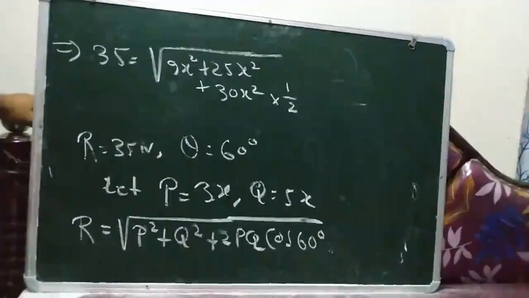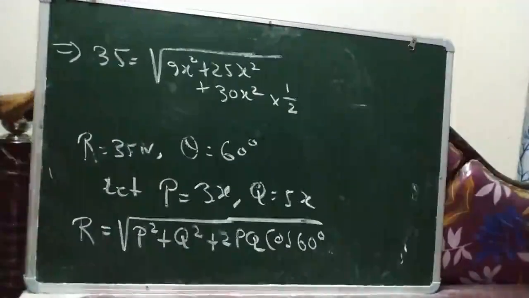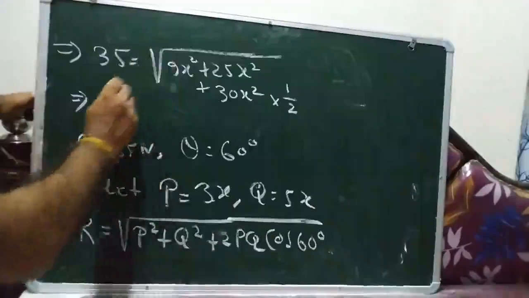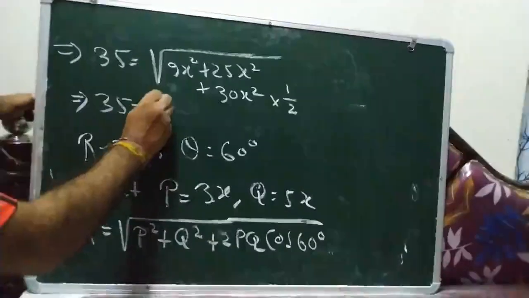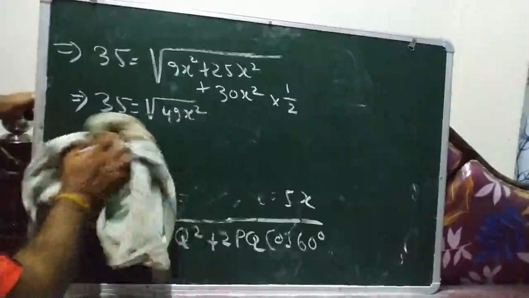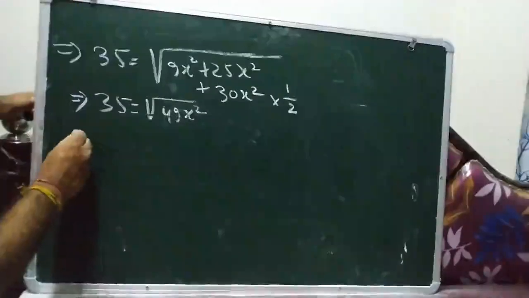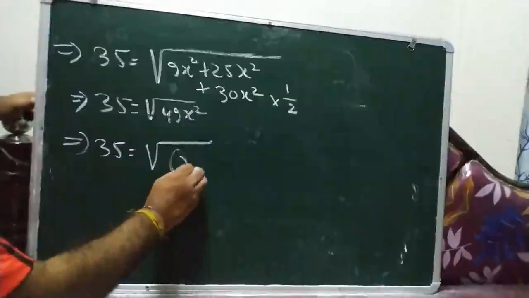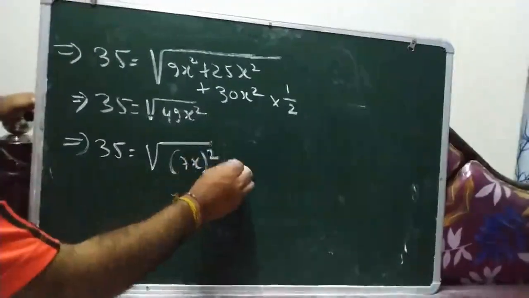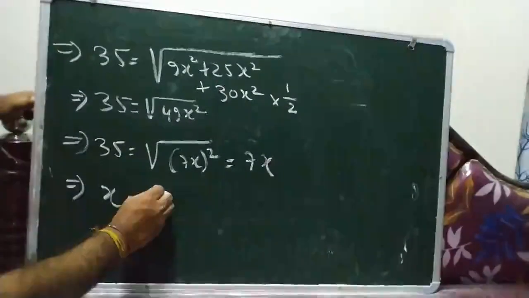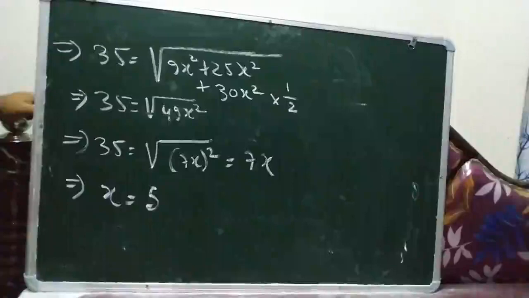Okay, so this is the final expression. If you solve this, 9 plus 25 plus 15 is 49x square. So 35 equal to the root of 49x square. Then 49x square means 7x whole square, so the root gets cancelled, and we get 7x. So 35 equals 7x, so x equal to 5.